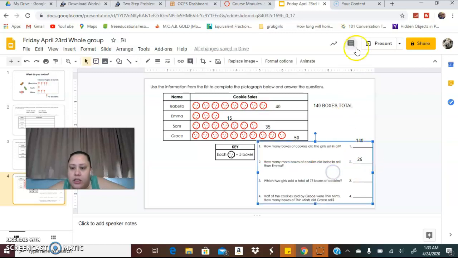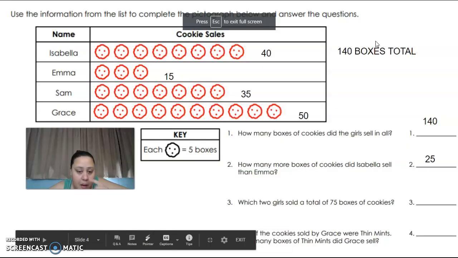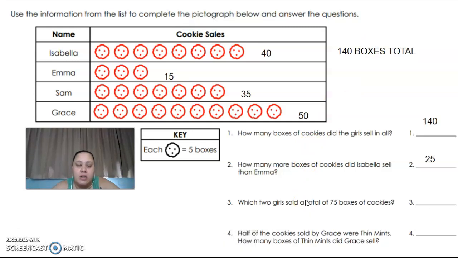Okay, going on to question 3. Which two girls sold a total of 75 boxes of cookies? All right, so now you have to find two girls that when we combine their numbers equal exactly 75. So you might have to do some mixing around and adding two different numbers. The more comfortable you are with numbers, you can quickly see which one would get me to 70 or 75. 70 would be my first guess, which one would get me closest to 75. And then once you do the actual calculations, you'll realize that it is exactly 75.